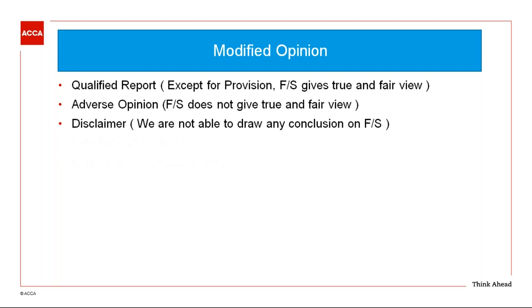So modified opinion: there are three types of modified opinions: qualified, adverse, and disclaimer. Qualified opinion is formed by the auditor when there is a material misstatement. And yes, there can be a case that auditor was able to obtain sufficient appropriate evidence, or he is not able to obtain the sufficient appropriate evidence. Still, in that case, he can form qualified opinion. Adverse opinion is the case in which there is a pervasive misstatement. And what is pervasive misstatement?